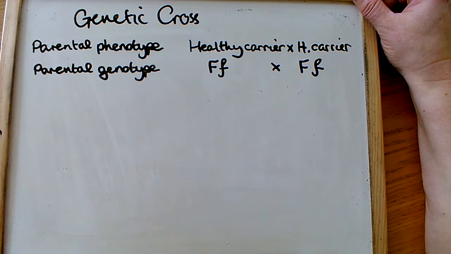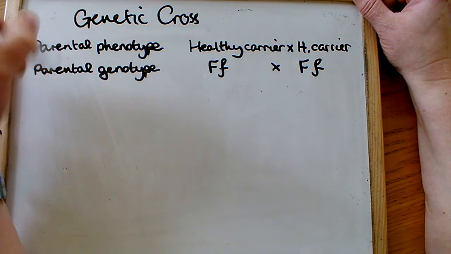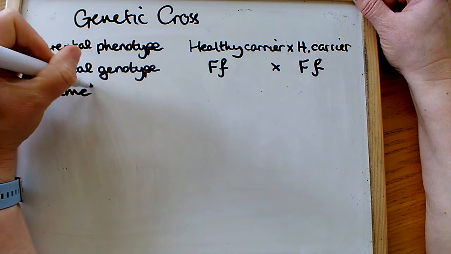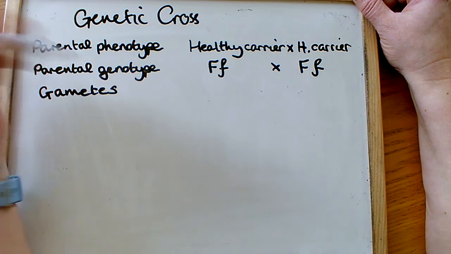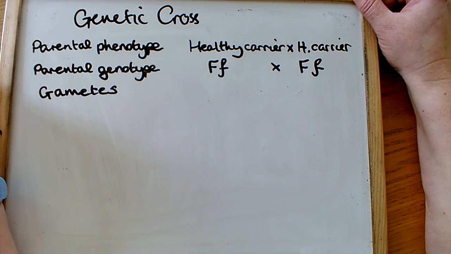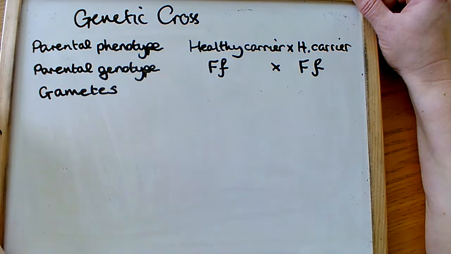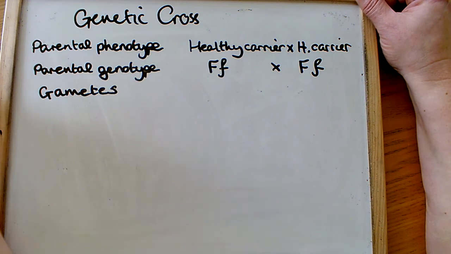Okay, the next row down is where we're going to write down what the gametes are. Now this is the bit that really helps you with other more difficult questions, being able to work out what the gametes are. Now here it should be pretty obvious that when this person produces gametes, every sperm cell or every egg cell, we don't know if this is the mum or the dad, is going to either have a big F or a little f. So that's what we're going to write.